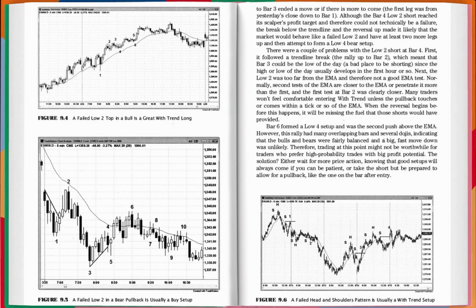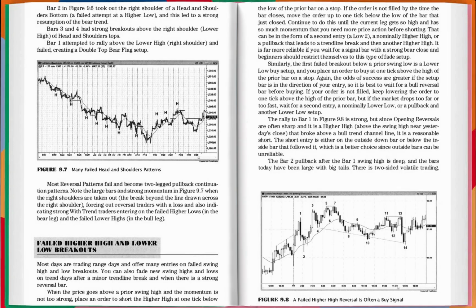Bar 6 formed a low 4 setup and was the second push above the EMA. However, this rally had many overlapping bars and several dojis, indicating that the bulls and bears were fairly balanced, and a big, fast move down was unlikely. Therefore, trading at this point might not be worthwhile for traders who prefer high-probability trades with big profit potential. The solution: either wait for more price action, knowing that good setups will always come if you can be patient, or take the short but be prepared to allow for a pullback, like the one on the bar after entry.